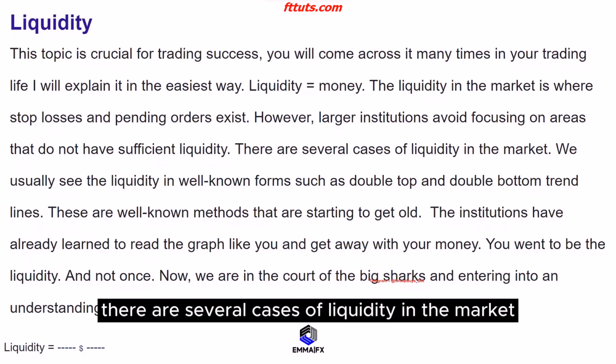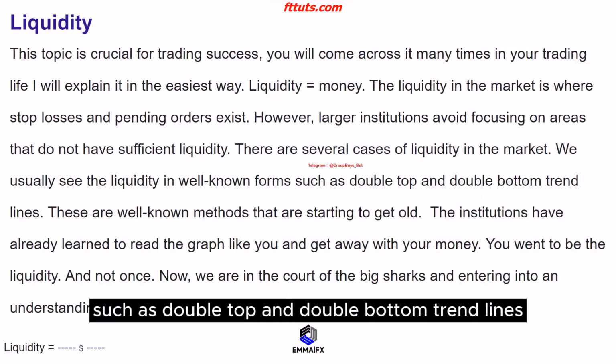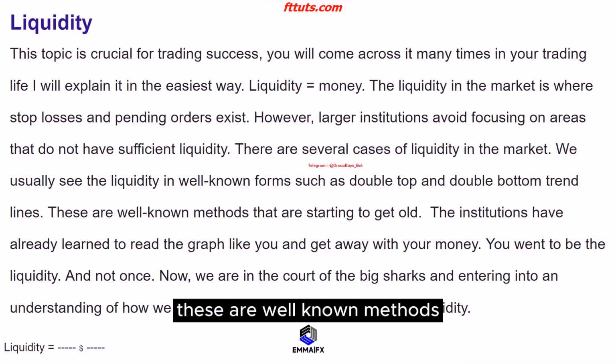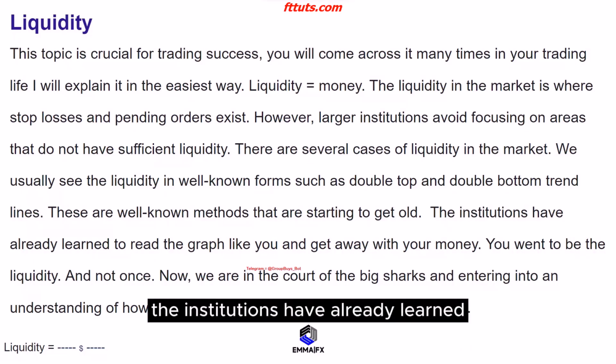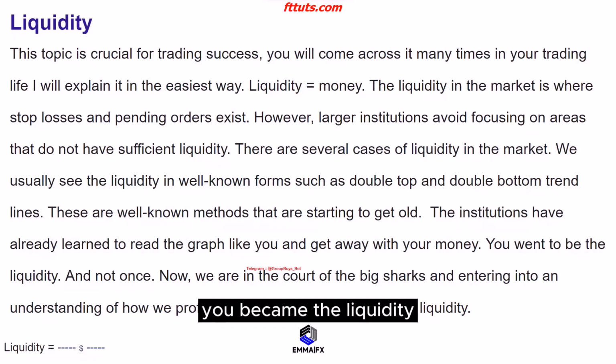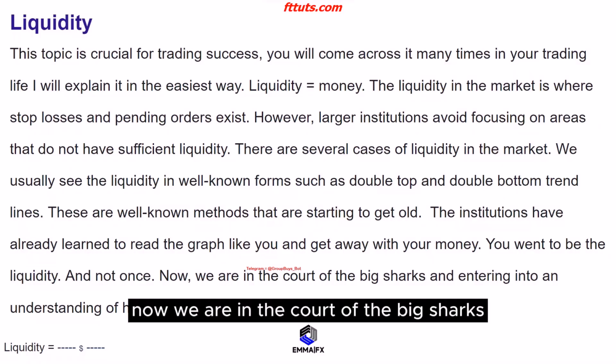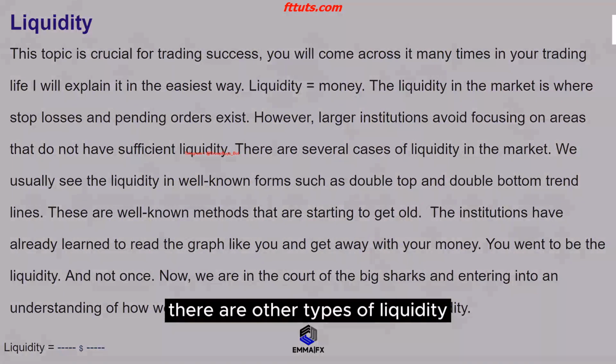There are several cases of liquidity in the market. We usually see the liquidity in well-known forms such as double tops, double bottoms, and trend lines. These are well-known methods that are starting to get old. The institutions have already learned how to read the graphs like you and got away with your money. You became the liquidity, and not once. Now we are in the court of the big sharks, entering into the understanding of how we profit from it. There are other types of liquidity.